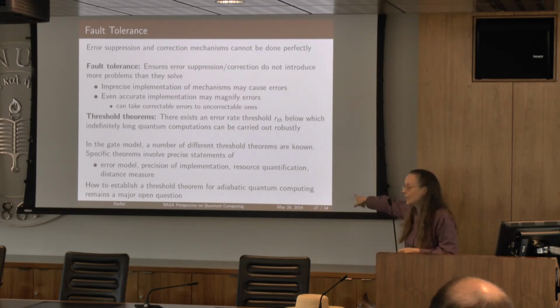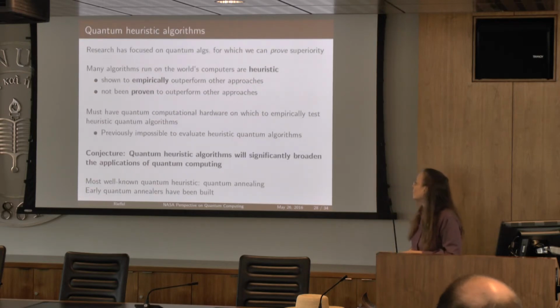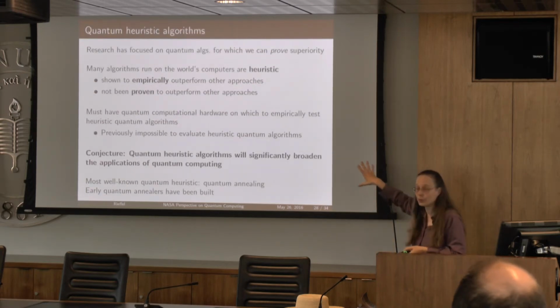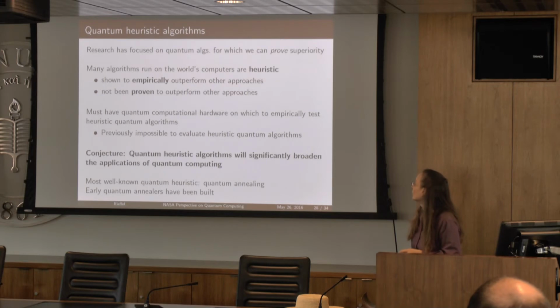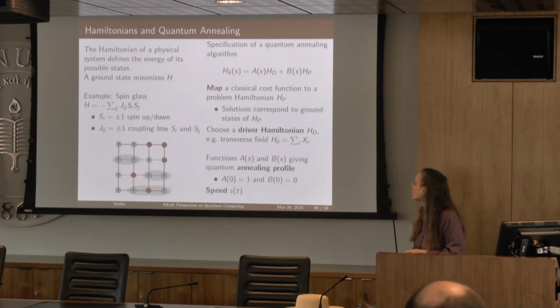In other areas like adiabatic quantum computing or quantum annealing, it's not known whether there are threshold theorems. So there are pluses and minuses of those different ways of doing quantum computation. I mentioned quantum heuristics before. That's a big interest of ours. And quantum annealing is one type of meta-heuristic for this. And I can tell you more about this afterwards.